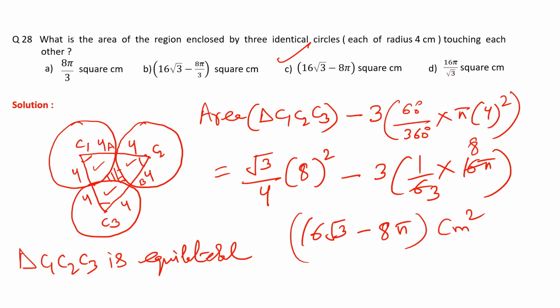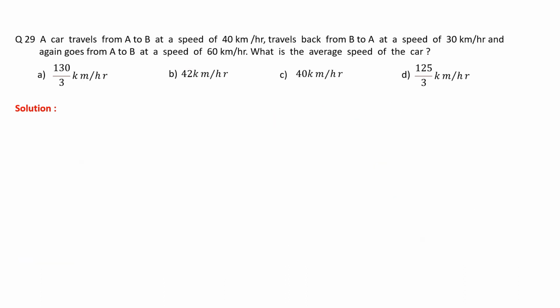Now we move to our next problem. Now students, this is an interesting problem. The question says a car travels from A to B at a speed of 40 km per hour, travels back from B to A at a speed of 30 km per hour, and again goes from A to B at a speed of 60 km per hour. What is the average speed of the car?